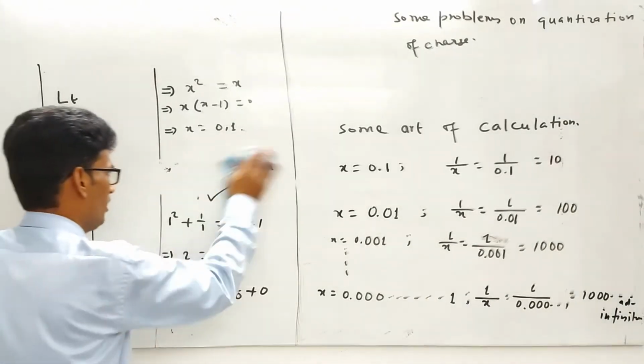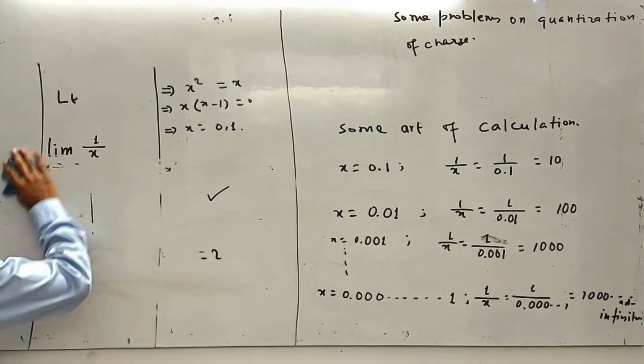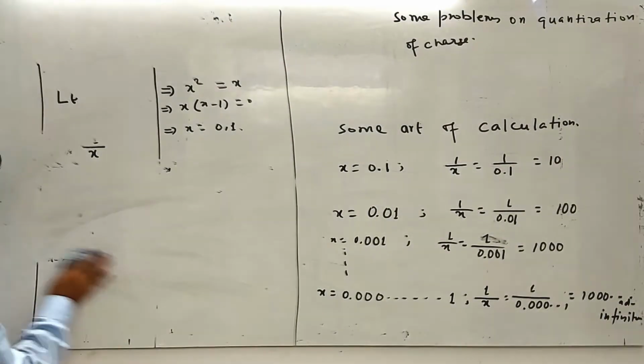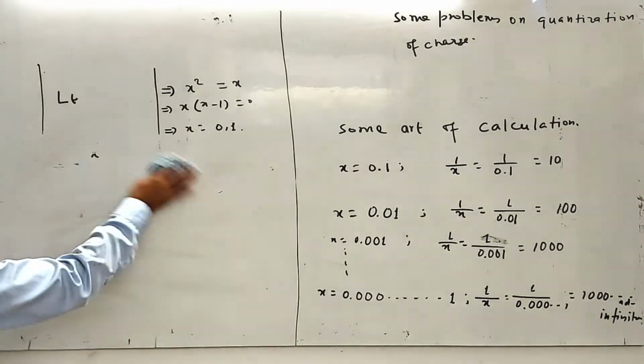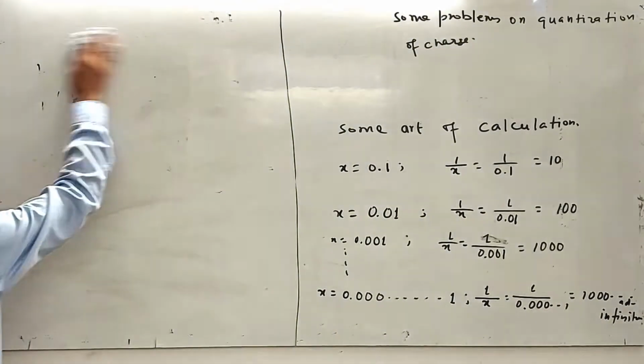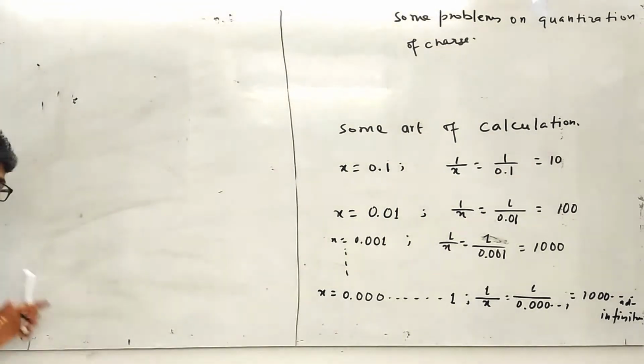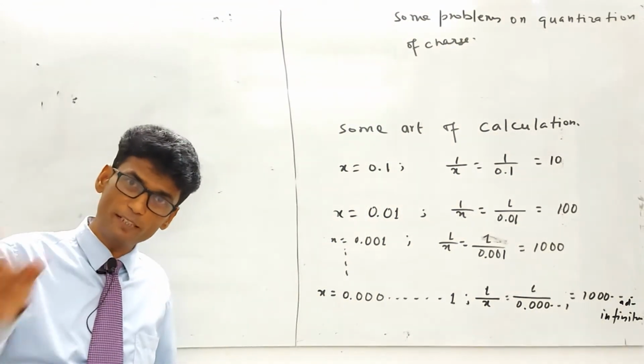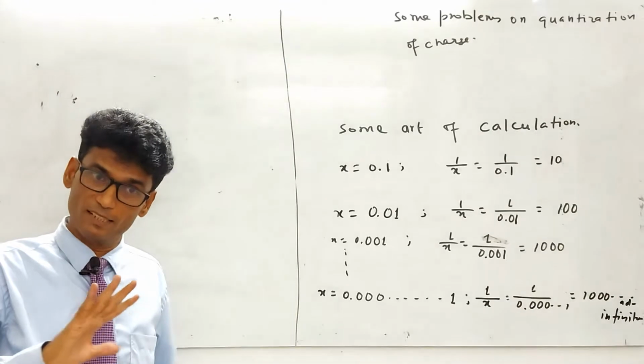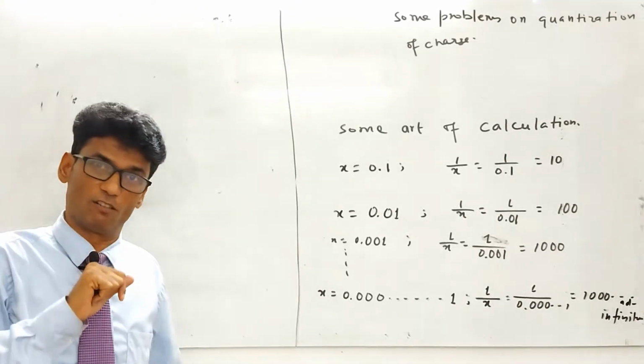So look at how we are going to say that 1 by 0, or any defined quantity by 0, even 0 by 0, is not defined. We cannot say 0 and 0 cancel and the answer will be 1. No. 0 in the numerator is allowed, but 0 in the denominator is not allowed. Let us see how.